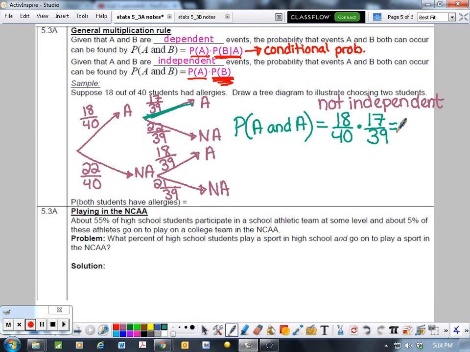So remember, when we're multiplying fractions, we multiply the top numbers. We multiply bottom numbers. 15, 60, and then we divide.